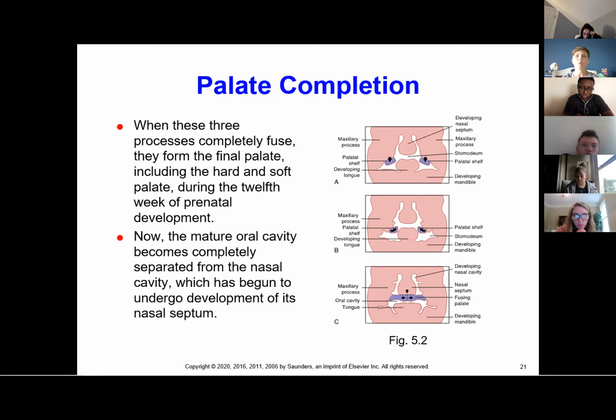Now the mature oral cavity becomes completely separated from the nasal cavity, which has begun to undergo development of its nasal septum. So before everything happens, our nasal area and our mouth are all open. And then with the forming of this palate, it closes off the nasal cavity from the oral cavity.